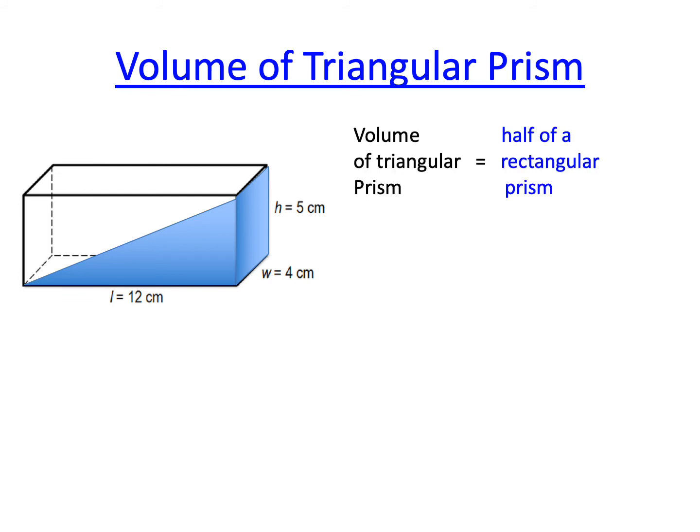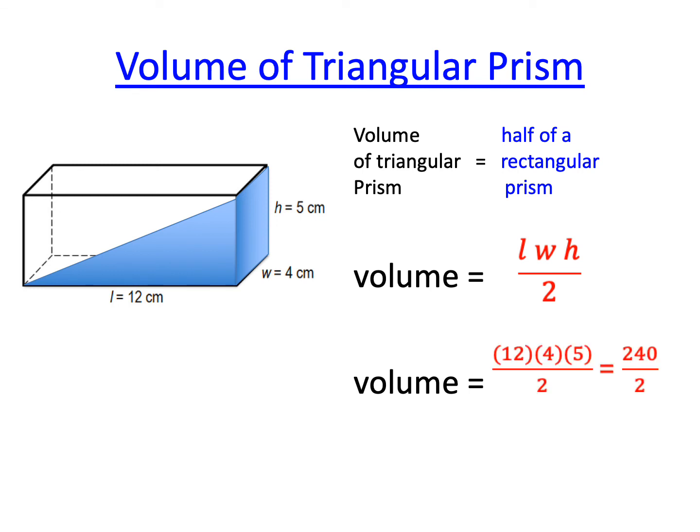The volume of a triangular prism is equal to the volume of half of a rectangular prism. Therefore, the formula can be written length times width times height divided by 2. The volume in this example would be 12 times 4 times 5. Multiply the top first when you have a fraction, and we get 240 divided by 2. This gives us an answer of 120 centimeters cubed.